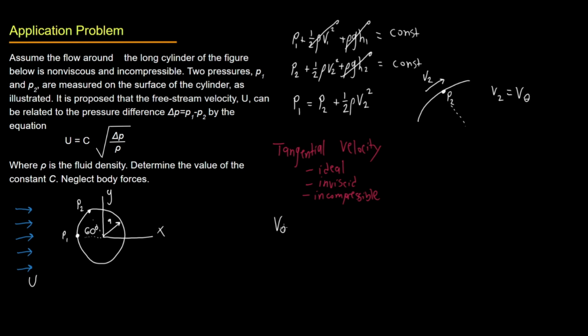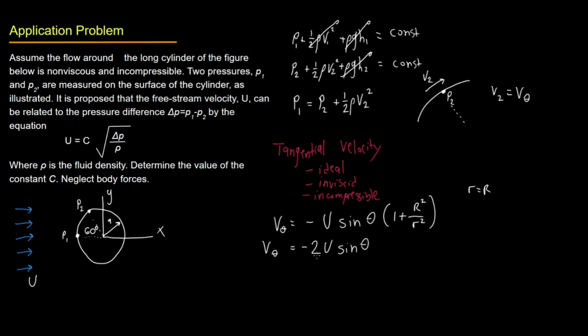And here v theta is given by the expression negative u sine theta times the quantity 1 plus big R squared over little r squared, where our little r is equal to big R because we are on the external surface of the circle. So we're at the maximum radius, which is big R. And this turns out to be negative 2u sine theta for v theta.